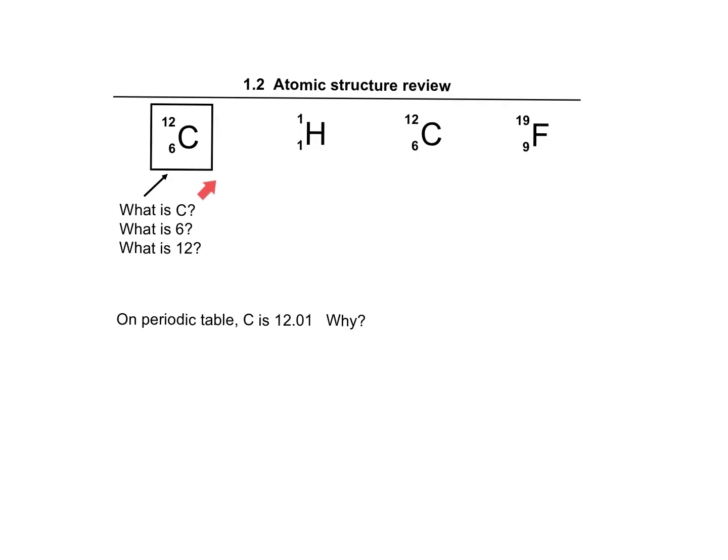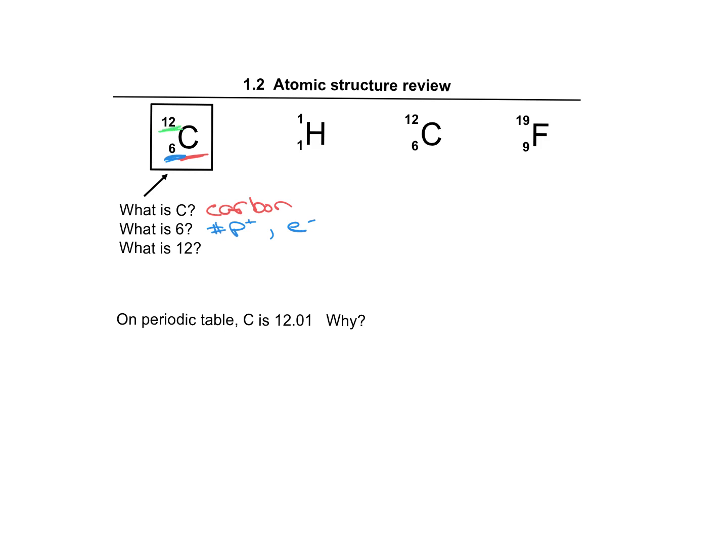So here we have some of the symbols that we've seen before. Now let's look at this one in particular. First of all, what is the C? This is the chemical symbol for the element carbon. What is the number 6? This refers to the atomic number. This gives us information on the number of protons or the number of electrons. Now keep in mind, protons have a positive charge and electrons have a negative charge.